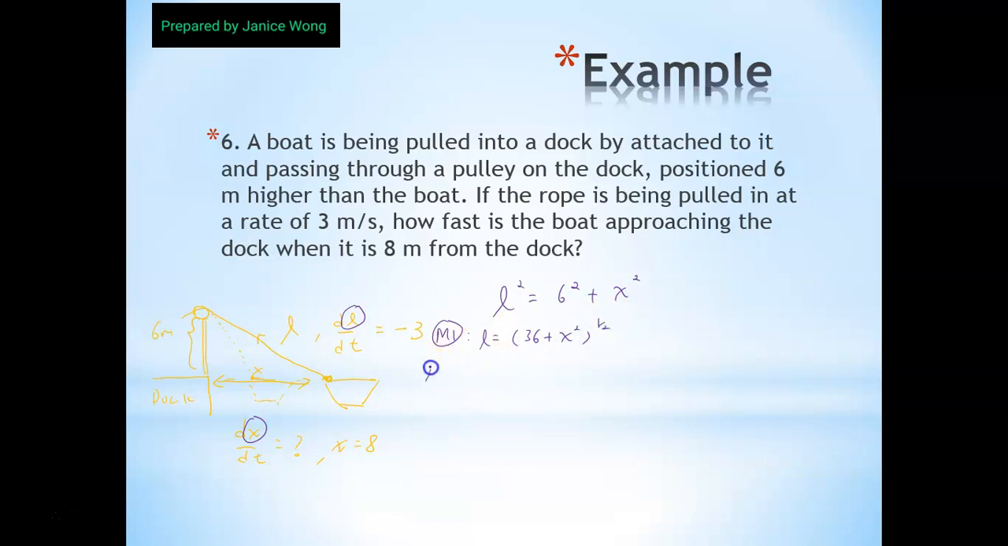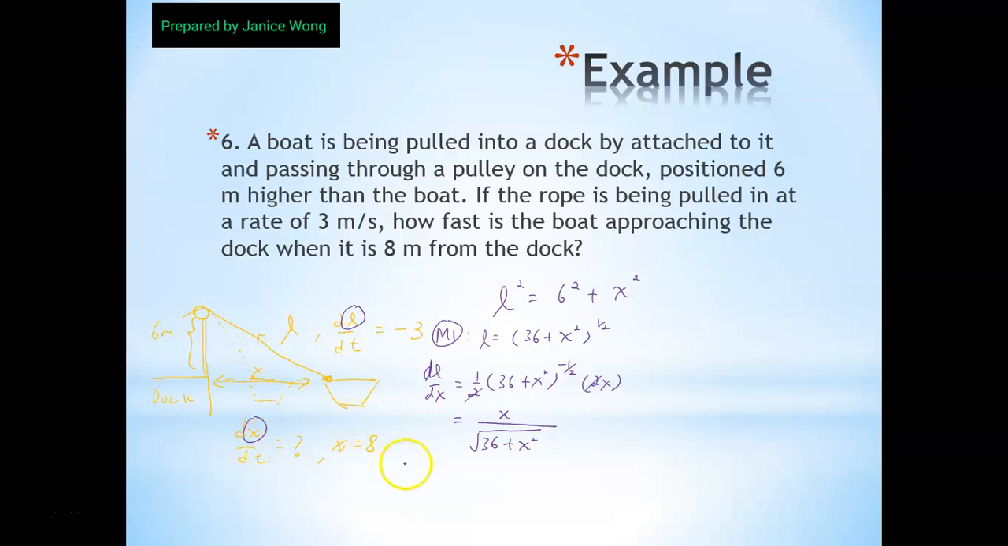Differentiate this. dL over dx, differentiate L with respect to x, will be equals to, bring the power down, power minus 1, differentiate inside. It is equals to x over square root of 36 plus x squared. After differentiation, apply chain rule to get the answer.